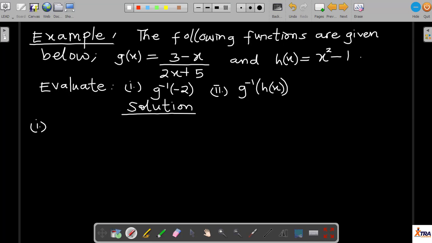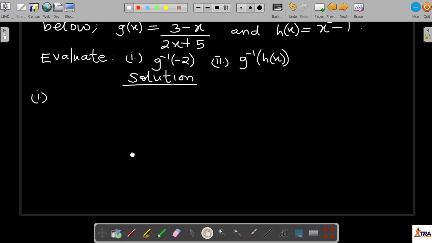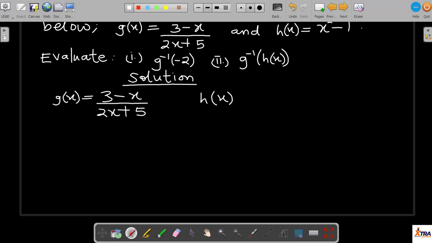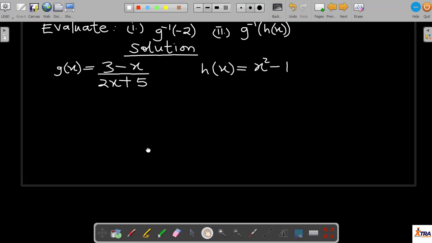Looking at the first thing we need to do here, bring out your parameters so that you know what you are dealing with. You have g of x, 3 minus x over 2x plus 5, and then you have h of x, x squared minus 1. So for my figure 1 now, I'm asked to find g inverse of minus 2.